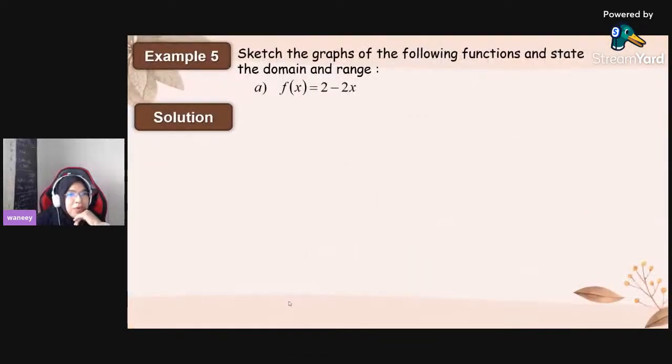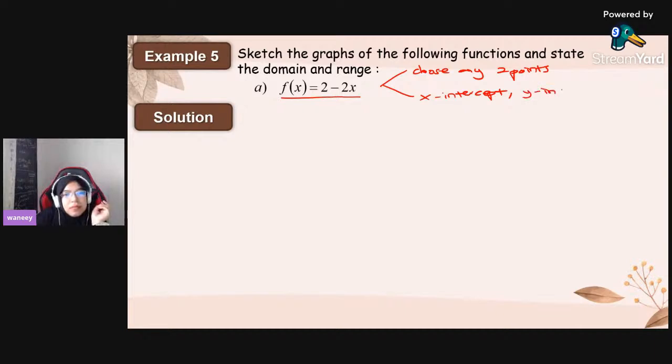Sketch the graph of the following function and state the domain and range. This is a linear function, and for a linear function you can do it two ways. The basic thing is that we need to find 2 points, and once we have those 2 points, we can use a ruler and draw a straight line. It is very important to have 2 points. How do you get 2 points? It's up to you. You can choose any 2 points, or you can calculate the y-intercept as well as the x-intercept.